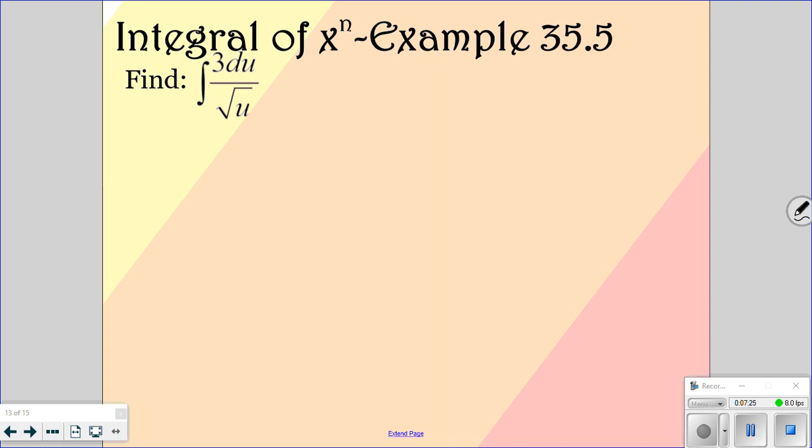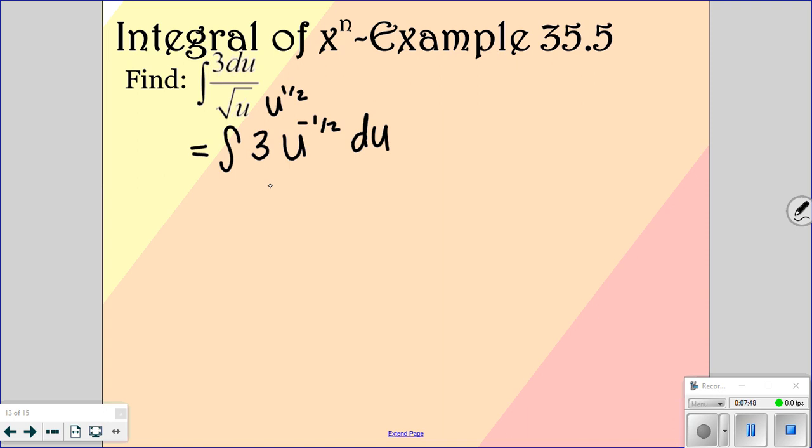For this next one, let's see if you can do it by yourself. If you need me to help you rewrite it a little bit, and then y'all can try it by yourself, you can. What you're going to do is make it, this is a u to the 1/2, so when you move it to the numerator, it's going to be u to the negative 1/2.